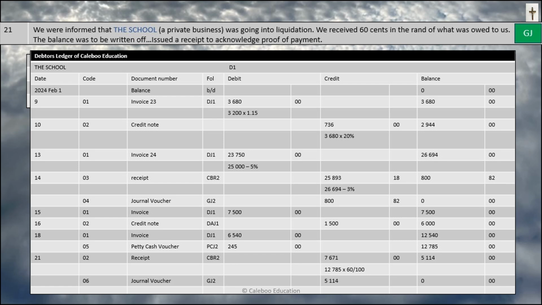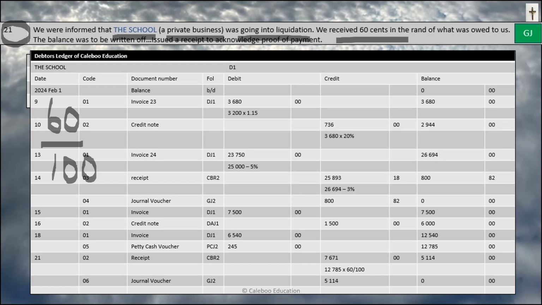On the 21st, we got the bad news that the school, our customer, a private school, was going into liquidation, and we received 60 cents in the rand of what was owed to us. The balance was to be written off.